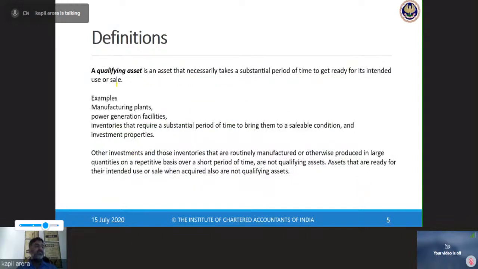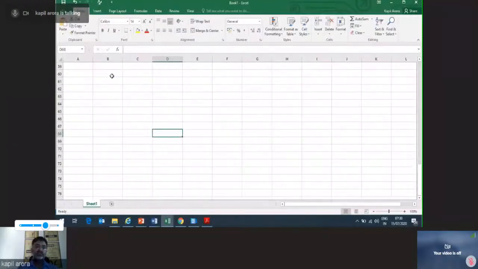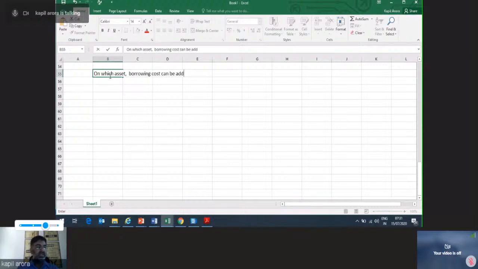Moving on to the next part. Now, which asset borrowing cost can be added?